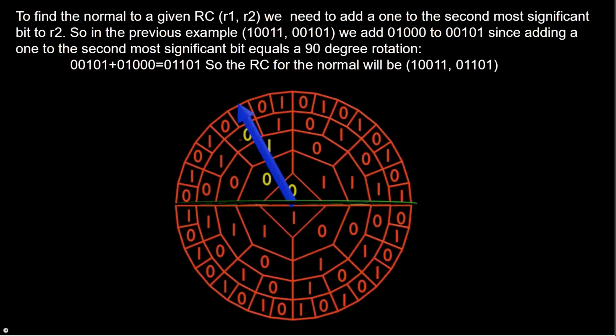To find the normal to a given RC R1, R2, we need to add a 1 to the second most significant bit to R2. So in the previous example 10011, 00101, we add 01000 to 00101, since adding a 1 to the second most significant bit equals a 90-degree rotation. 00101 plus 01000 equals 01101, so the RC for the normal will be 10011, 01101.